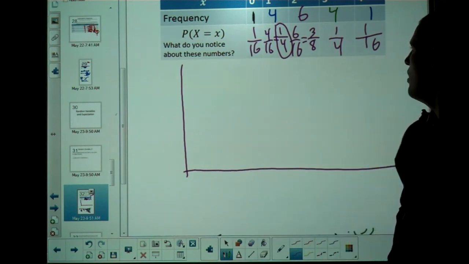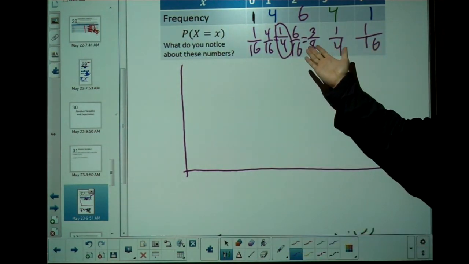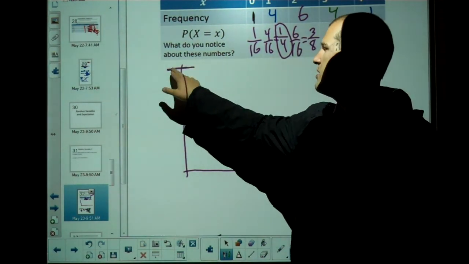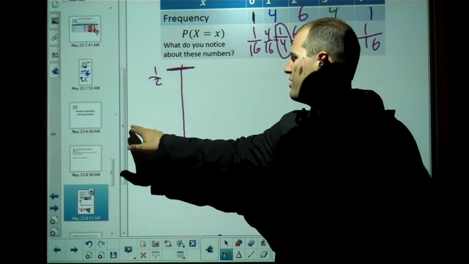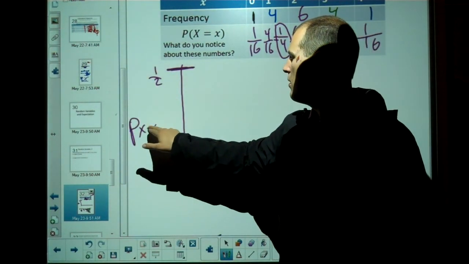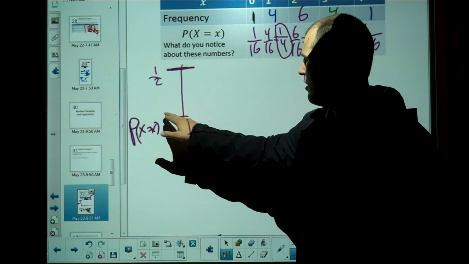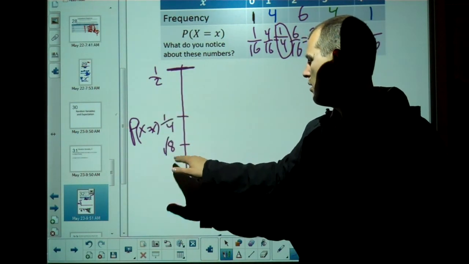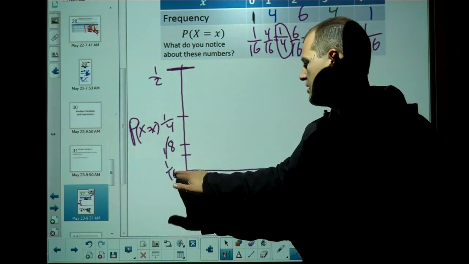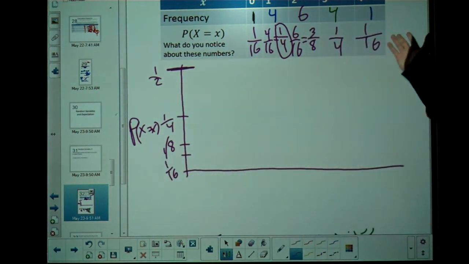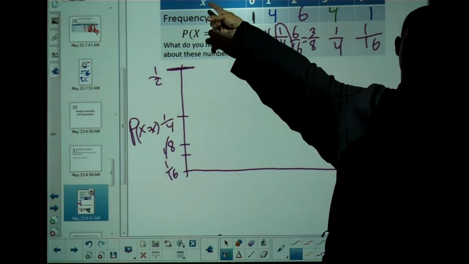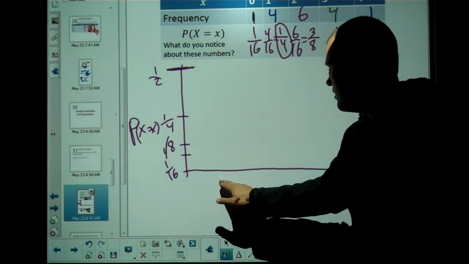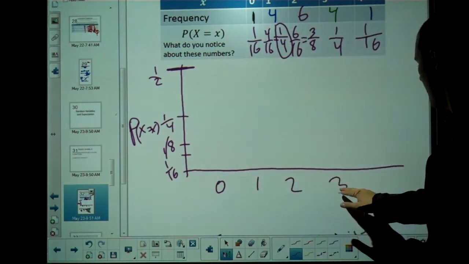Probabilities go up as high as 1, although I'm noticing in our table the biggest number is 3/8. So I'm going to label this top number here as 1/2. This is our probability. So 1/2, in the middle of that is 1/4, in the middle of that is 1/8, in the middle of that is 1/16, and then down across the bottom, I'm going to put my, well, my x values. Look, it's even x values across the bottom. So 0, 1, 2, 3, 4.